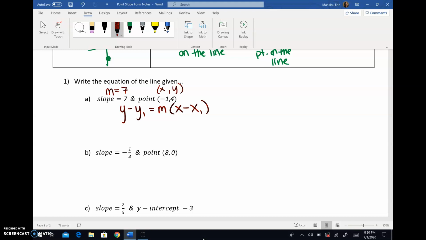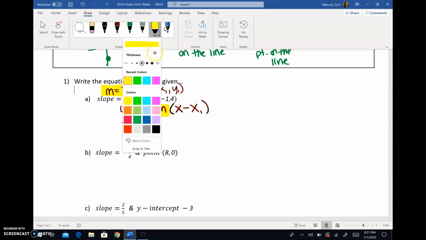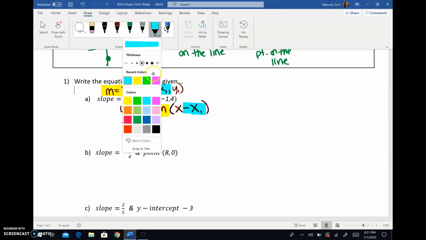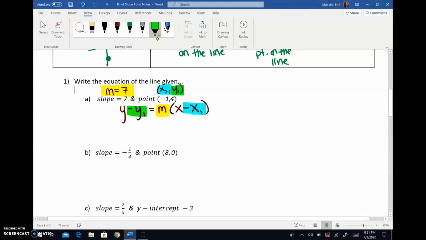Then I have a point, which is always written as x comma y. But we called the coordinates y1 and x1, so I'm going to call this point x1, y1. And now you can just substitute them in where they belong. My m is going to go into m, my x1 is going to go into x1, and my y1 is going in for y1. All you have to do is substitute once you identify the information.